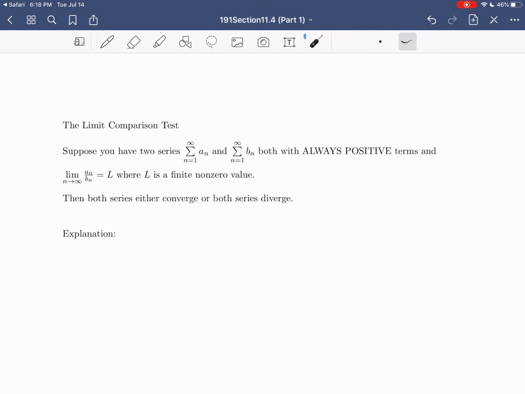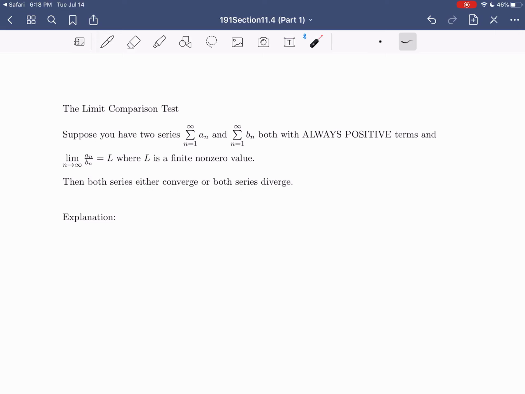So the limit comparison test, this one, very, very powerful. This is going to be one of the ones we use the most. So we'll give this some stars here. So the limit comparison test basically says that if you have two series, again, a sub n and b sub n, and they always have to have positive terms, so we have that same condition. But instead of having to show that a sub n is always greater than or equal to b sub n, what this says is if you can show that the limit as n goes to infinity of the ratio of the terms, an over bn, is equal to L, where L is a finite non-zero value.